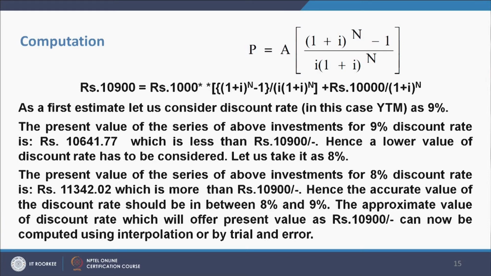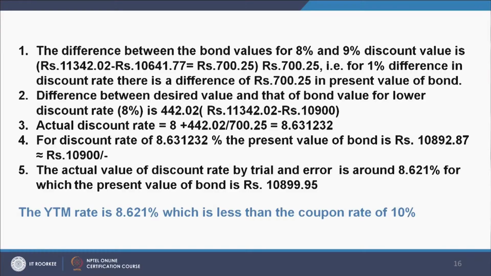The approximate value of the discount rate, which will offer a present value of 10,900, can now be computed using interpolation or by trial and error. The difference between the bond value for 8% and 9% discount rate is rupees 11,342.02 minus rupees 10,641.77, which comes out to be rupees 700.25. That is, for 1% difference in discount rate, there is a difference of rupees 700.25 in the present value of the bond.